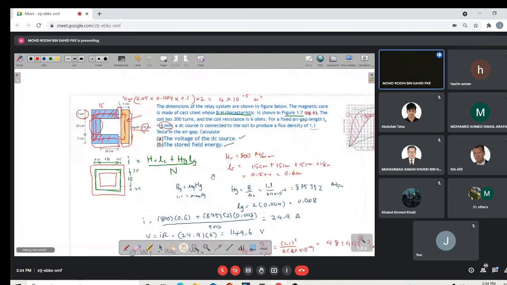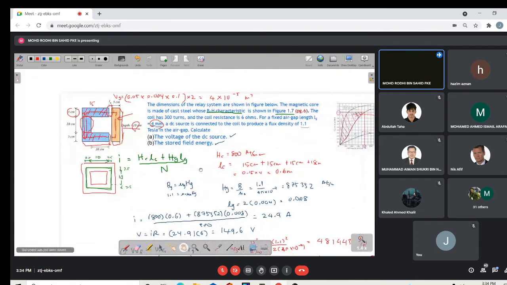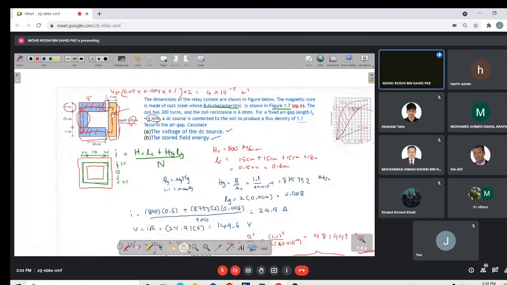So this is one example that shows the field energy that's stored in this type of magnetic construction or magnetic system. Any question?